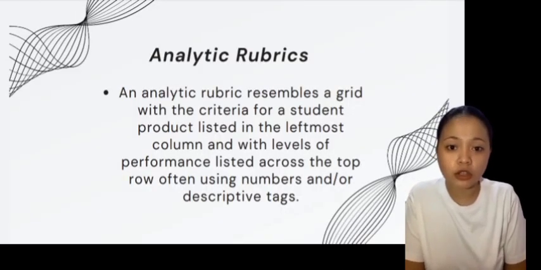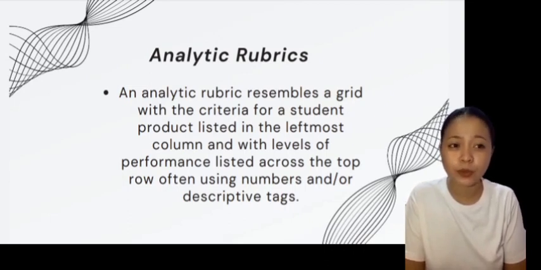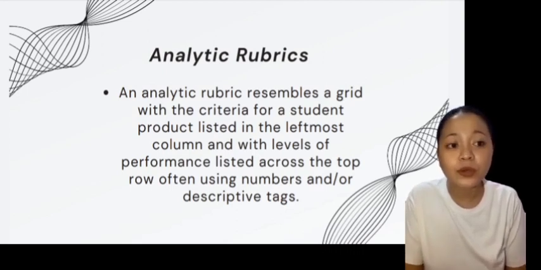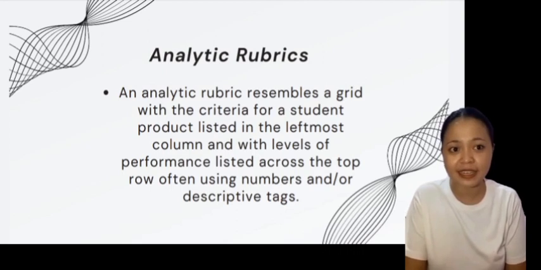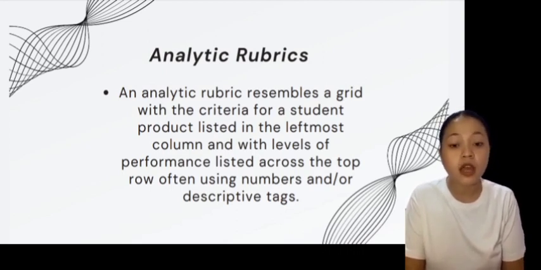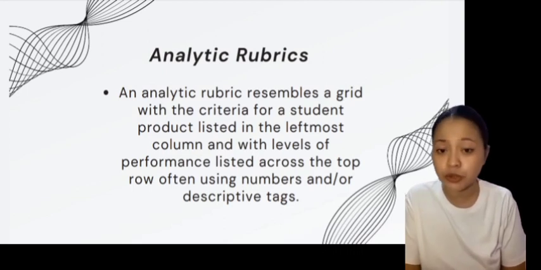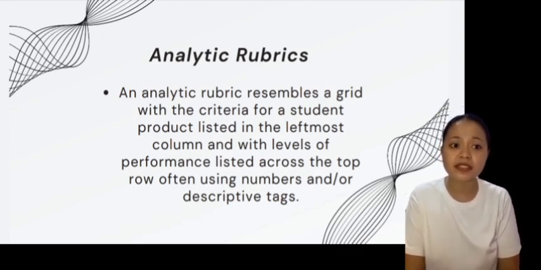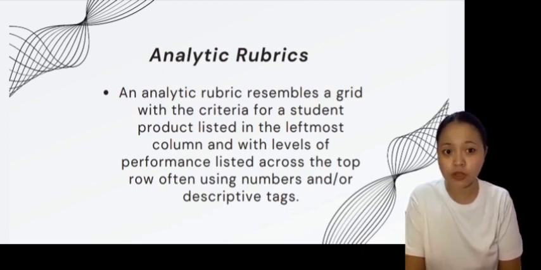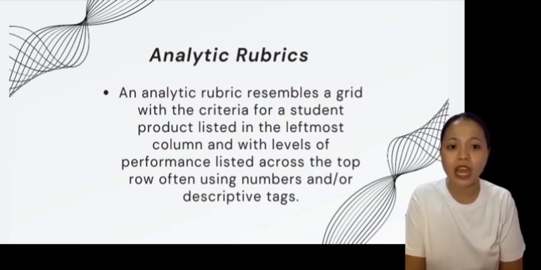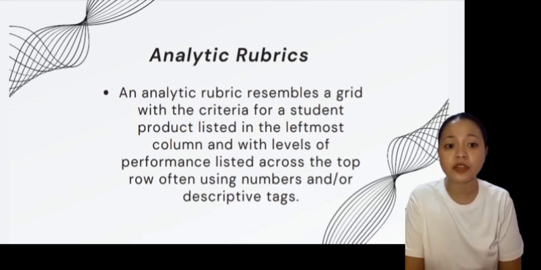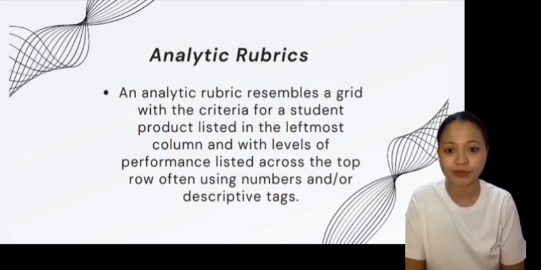Okay, so let us now talk first about the analytic rubrics. An analytic rubric resembles a grid with the criteria for a student product listed in the leftmost column and with levels of performance listed across the top row, often using numbers and or descriptive tags. The cells within the center of the rubric may be left blank or may contain descriptions of what the specified criteria look for each level of performance. When scoring with an analytic rubric, each of the criteria is scored individually.